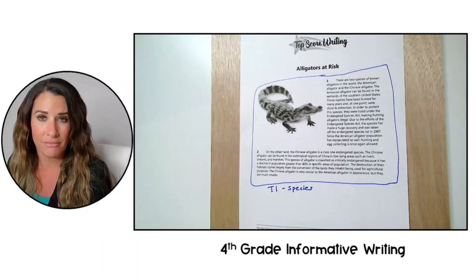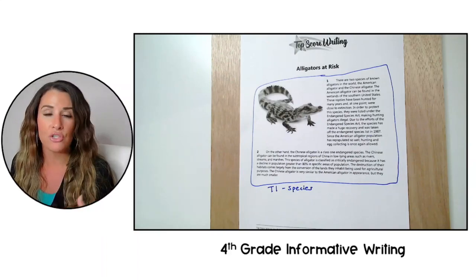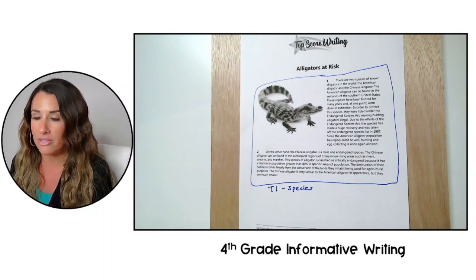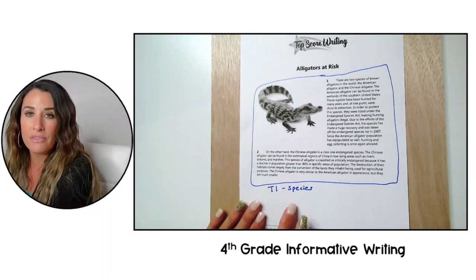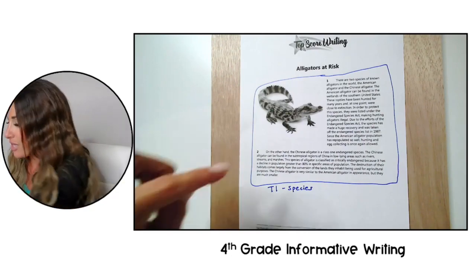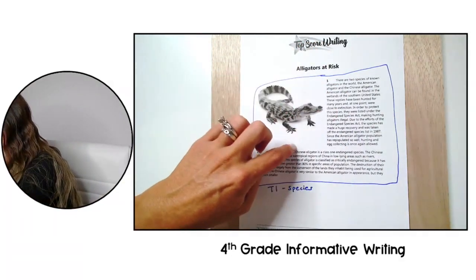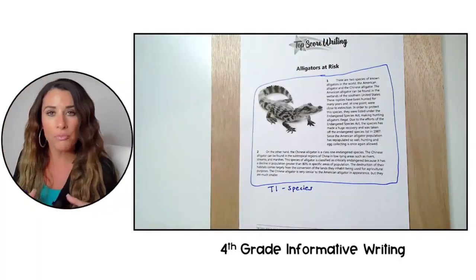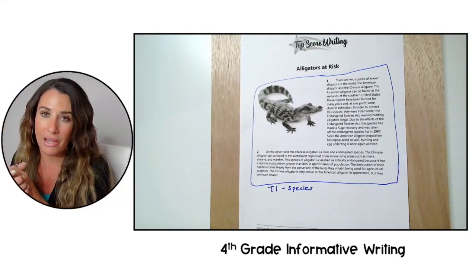Informing means teaching. Okay, so if it's easier for you to understand, you can just use the word teaching. You are teaching your reader about something. You're going to be teaching them about the different species of alligators. So you need to come up with 2 details or examples from the text in this box that'll help you tell more about the species of alligators.